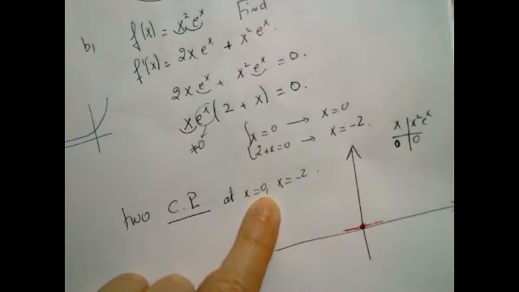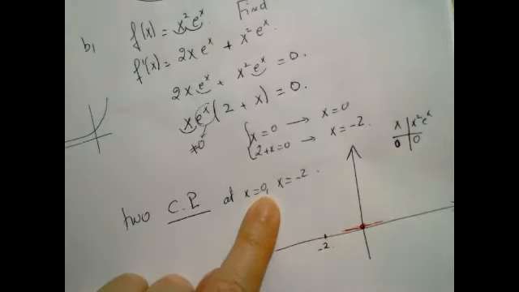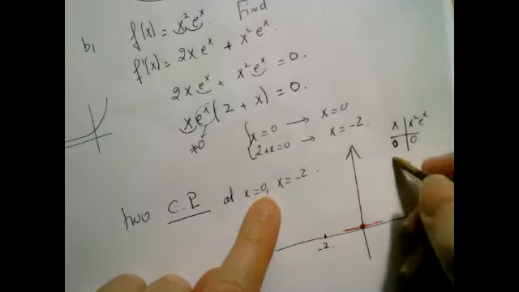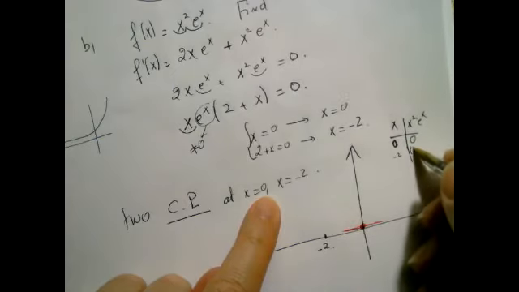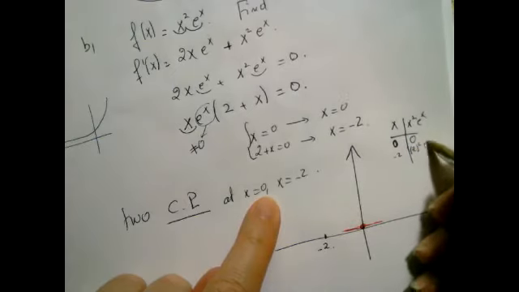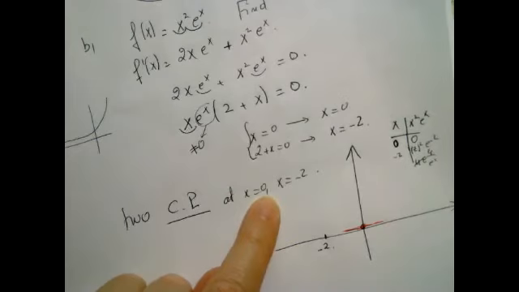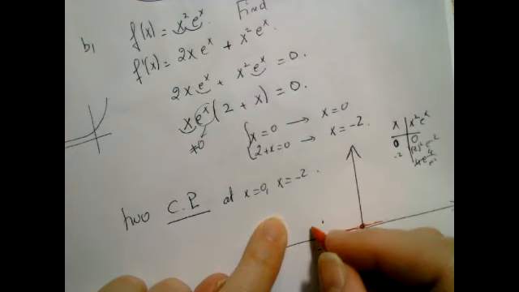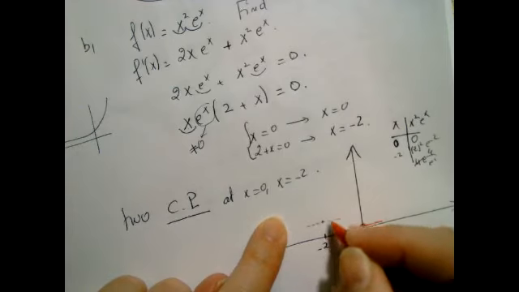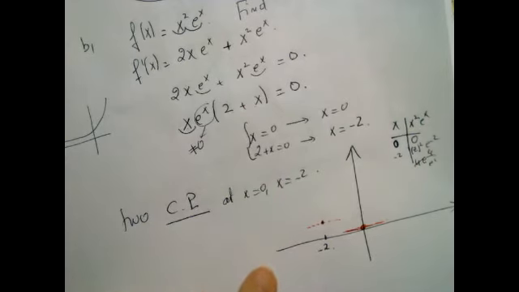I have another critical point at minus 2. So this is minus 2. Now if x is minus 2, the function takes the value minus 2 squared times e to the minus 2, which means 4 over e squared. So at minus 2, my function is right here. And I know something very specific: I have a horizontal tangent right at those two points.